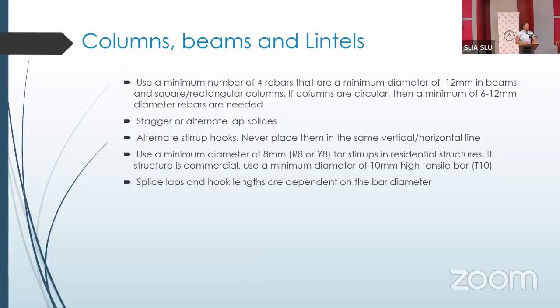Again, we stagger. If we have to increase the length of the bar, essentially for the beam or the column, we need to put our splices, but we also need to stagger them or alternate them. The hooks and stirrups, I mentioned that earlier, where we alternate them. For the stirrups, we use a minimum diameter mild steel of 8 millimeters. That's for residential structures. When we look at commercial and public structures, where you have hundreds of persons using them every day, then the stirrups we generally recommend would be a T10 minimum.